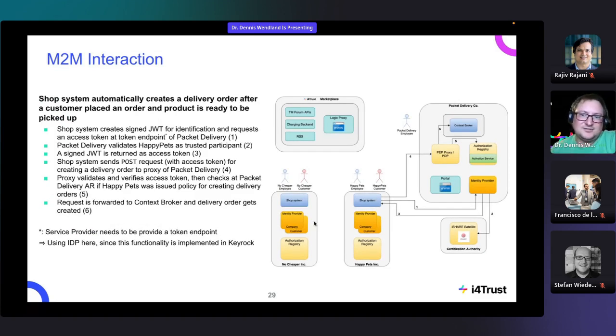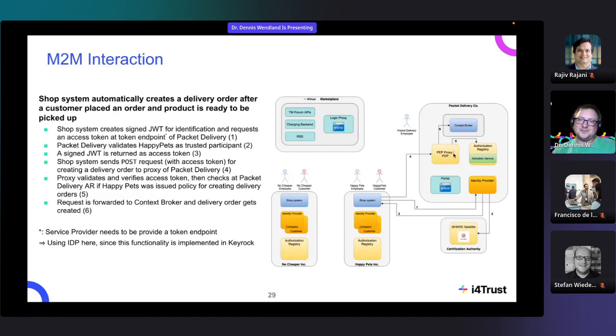And in this case, the flow is pictured here. The shop system would directly create a signed JSON web token, as also explained by Rajiv, signed with their own private key, which allows them to be identified, and would request an access token at the packet delivery company. The IDP Keyrock is able to issue such access tokens for machine-to-machine interactions. Happy Pets would also be checked against the satellite as a trusted party, and then an access token would be returned, and the shop system could send a POST request together with the access token to the PEP with the NGSI-LD request to create a delivery order.